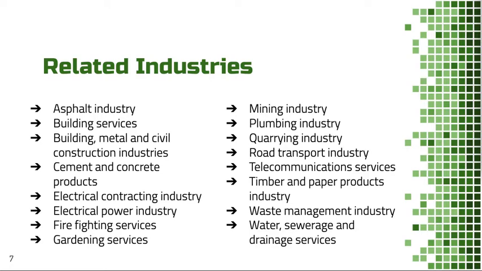We also need to think of things like waste management. Okay? Where does our rubbish from our construction and demolition go? What about the water, sewage and drainage services that need to exist in our projects? What about those raw materials, so quarry industries, the timber and paper products industry, where we get our lumber from, the firefighting industry, and making sure that we have the appropriate fire sprinkler systems and fire alert alarm systems in our commercial buildings, all the way through to the gardening services, finishing off our projects with landscaped areas.